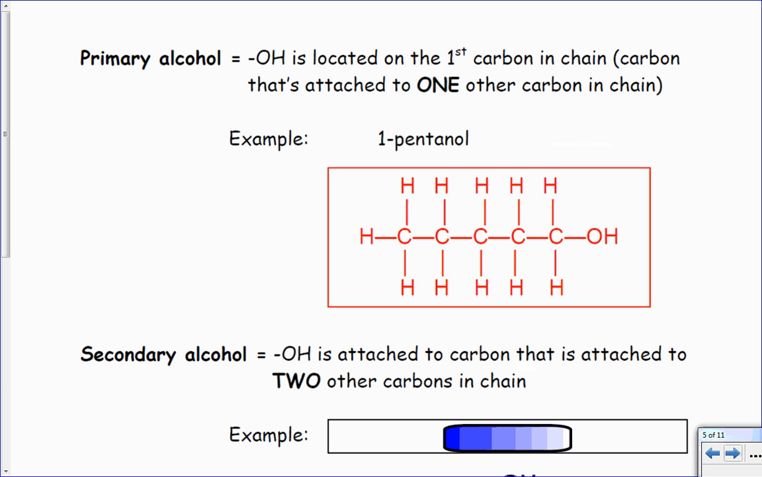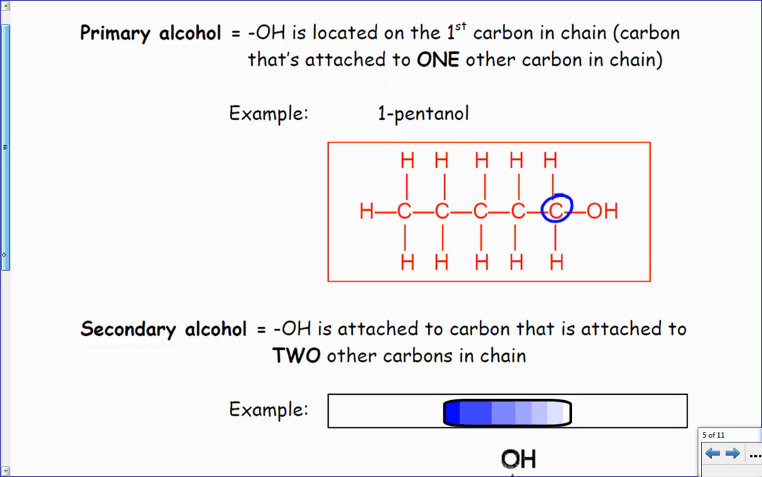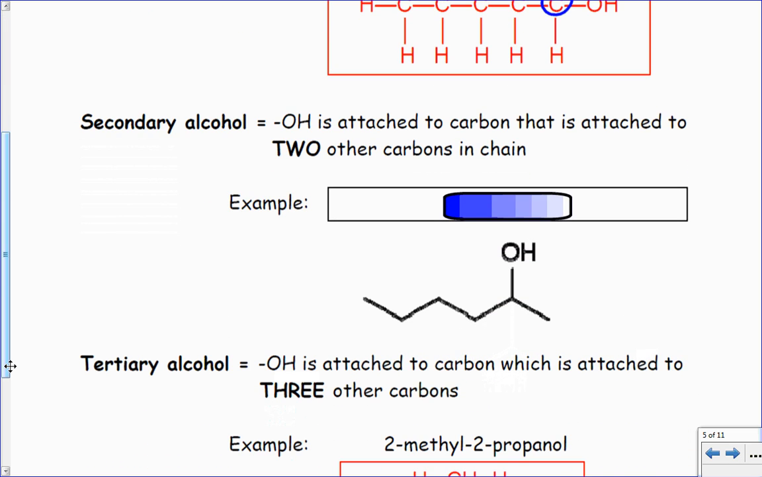A primary alcohol is one where the OH is attached to the first carbon. Okay, 1-pentanol. A secondary alcohol, the OH is attached to the carbon that is attached to 2 other carbons, or in the middle, right? So here, I got a carbon, carbon, carbon, carbon, carbon, carbon. I really don't like the shorthand. And there's the second carbon, and I have 1, 2, 3, 4, 5, 6. 6 is where I get my hex. OH, I get my ol. My OH is on the second carbon. Okay.